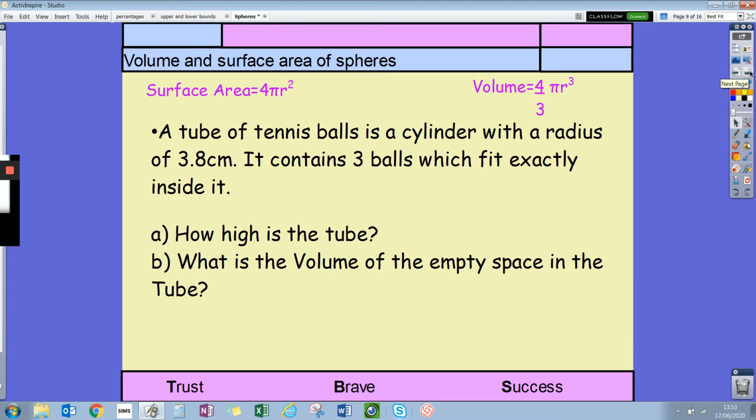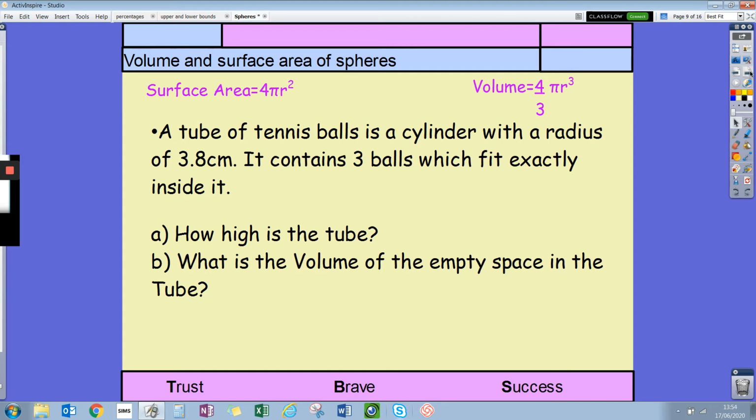We've now got a multi-part question here. So we've got a tube of tennis balls is a cylinder with a radius of 3.8 centimetres. It contains 3 balls which fit exactly inside it. First part of the question is how high is the tube? And then part B, what is the volume of the empty space within the tube?